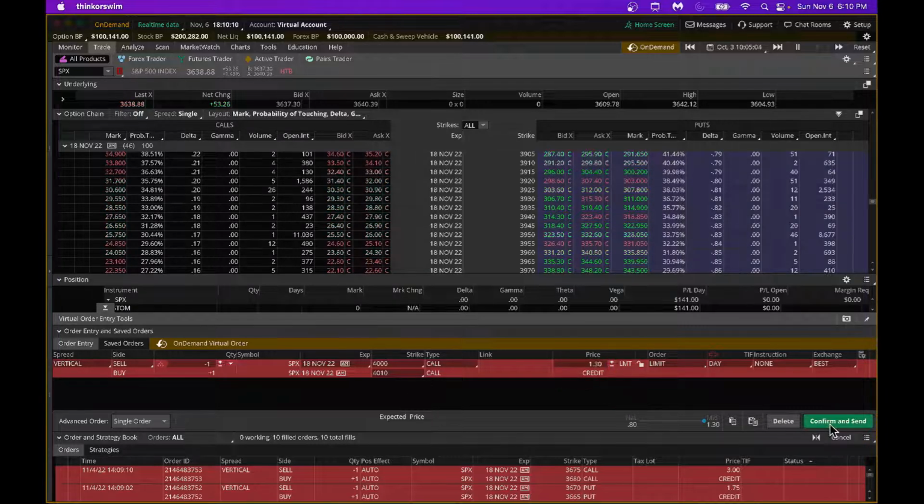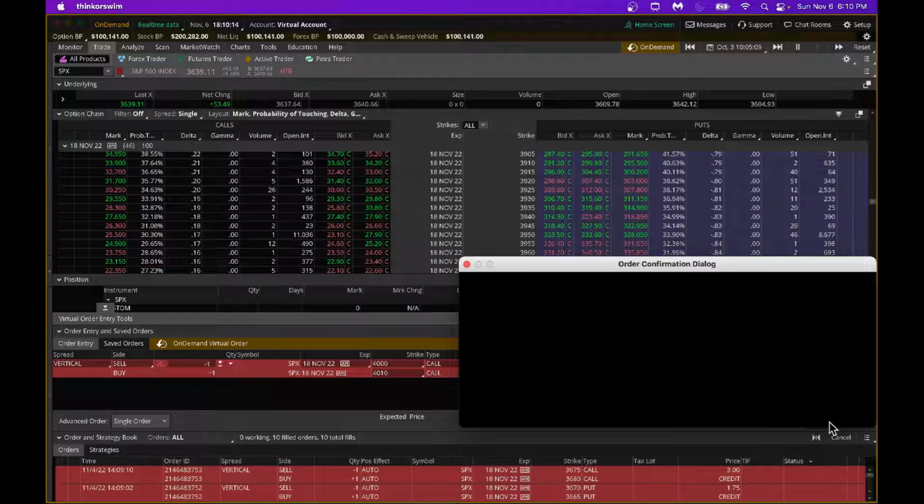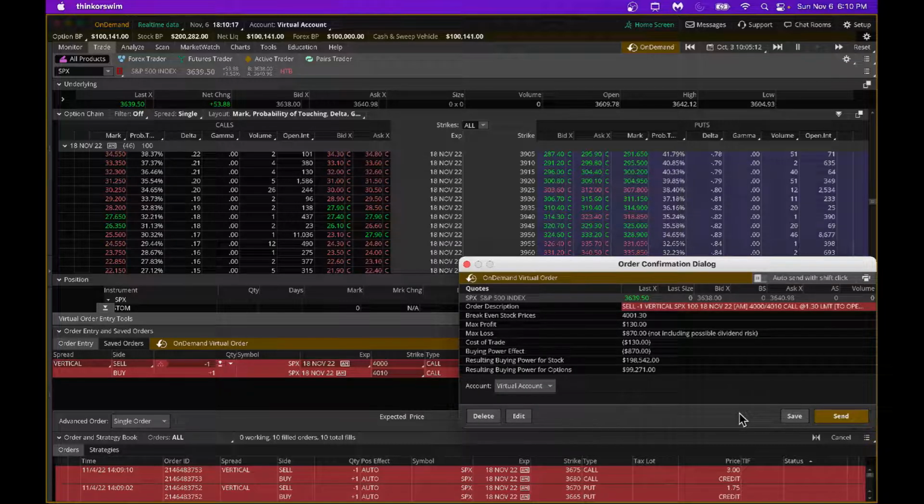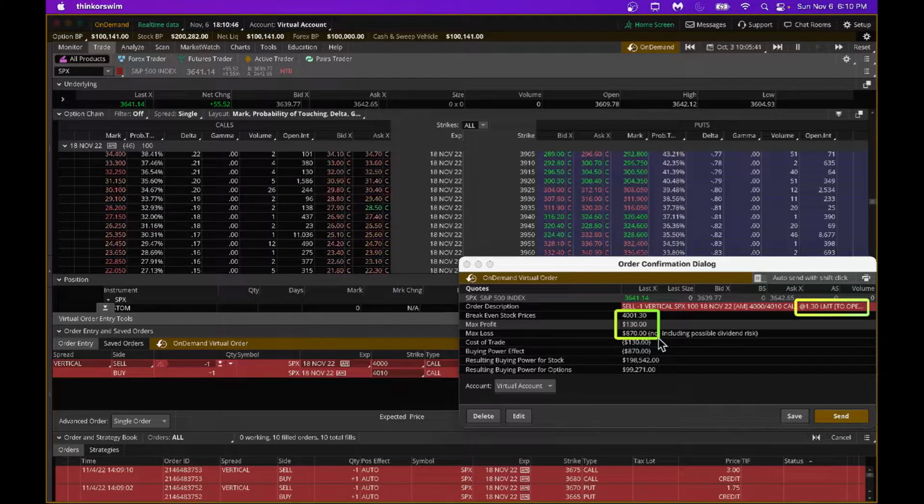I will go and confirm and send here. It's my $10 wide spread. As I confirm and send here, look, as you can see here, we got selling SPX 18th of November, 4,000 4,010 call spread. I'm bringing in $130, as you can see here, and break even point is 4,000. As long as SPX stays below 4,001, we can keep this money. Max profit is $130 and max loss is $870, and buying power effect is $870, as you can see here.